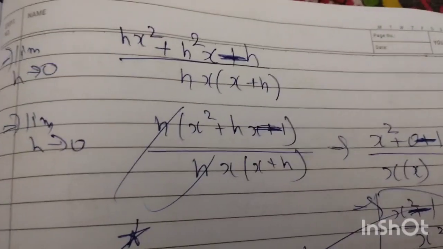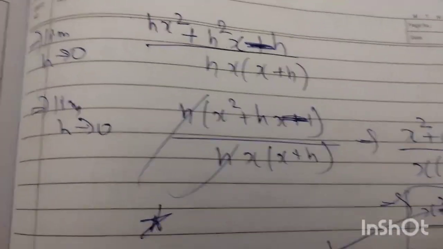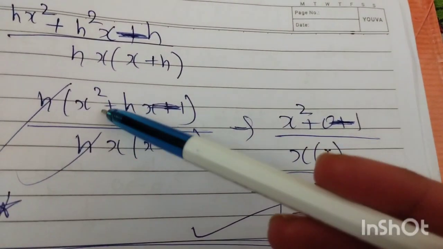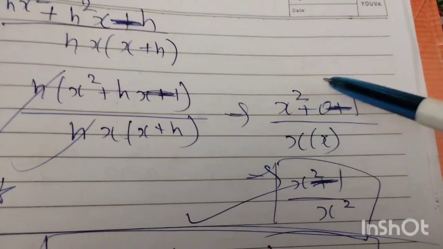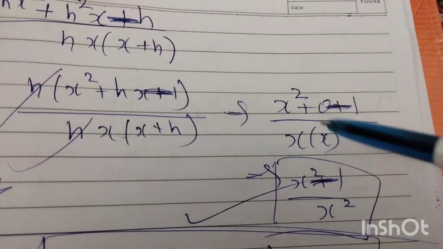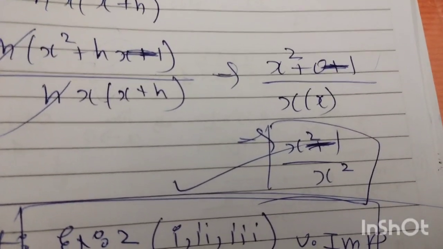So in the next step we would be taking h as common. Now cancelling out h. Now after that we would put the value 0 in the place of h, that is x square plus 0 minus 1 upon x square. So the calculated total answer is (x square minus 1) upon x square. This is the answer.